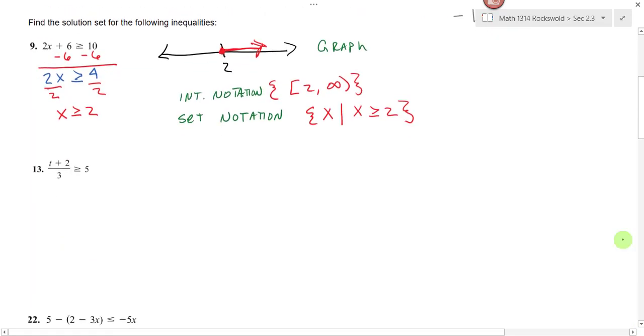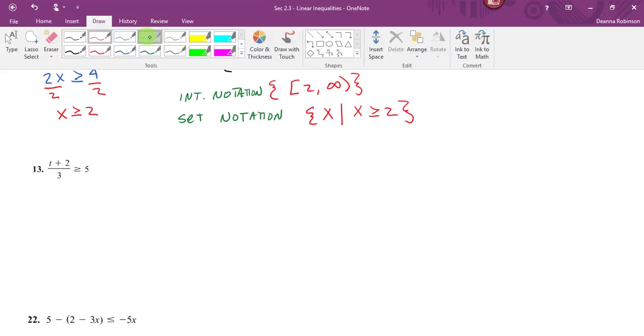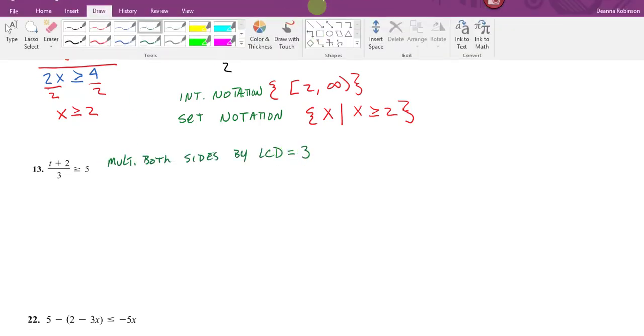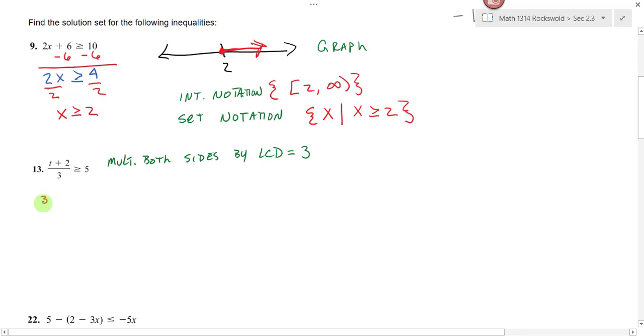On the next problem, we observe that we have fractions in our inequality. How did we solve equations when we had fractions? What's the first thing that we did? We got rid of the fractions. How did I get rid of the fractions? Multiply both sides by the LCD. We're going to do the same thing here. What is my LCD for this problem? 3. So what I do to one side of the inequality, I have to do to the other.